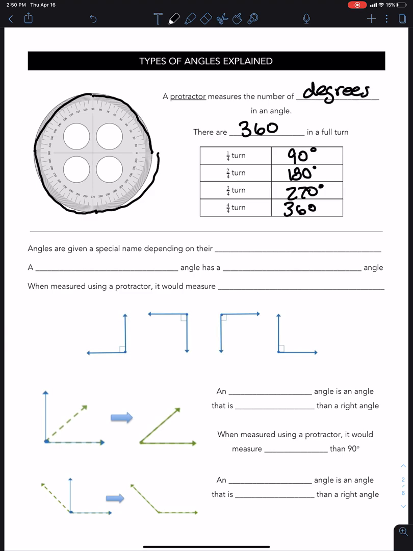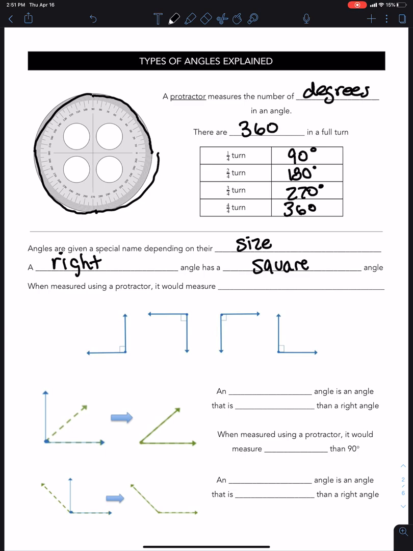Angles are given special names depending on their size. So not how like if it's big and takes up a whole piece of paper, not like that size, but like how big the angle is, the size of their angle. All right. And we're going to talk about the 4 different types of angles. We have a right angle, which is also known as a square angle.